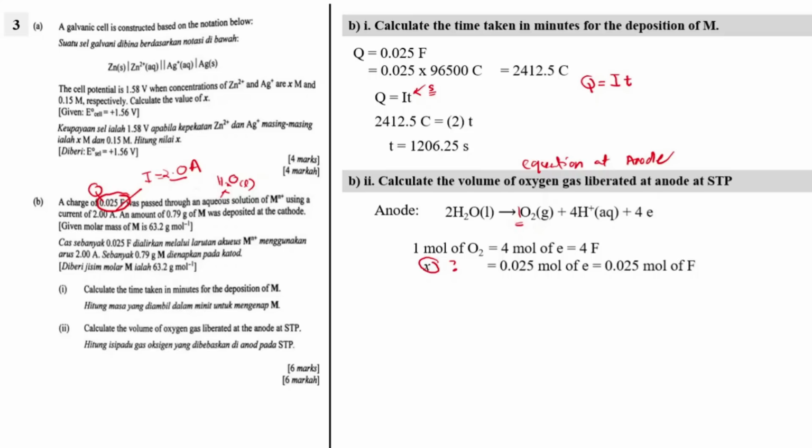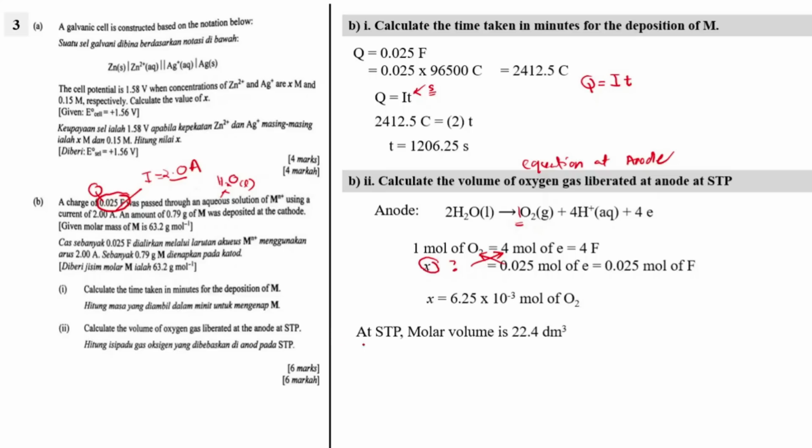So from here I can do a cross multiplication. If I do cross multiplication, I'm going to get 4x is equal to 0.025, and then I can find the value of x, where x here is equal to 6.25 times 10 to the power of -3 mole of O2. So here is the number of moles of oxygen liberated at the anode.